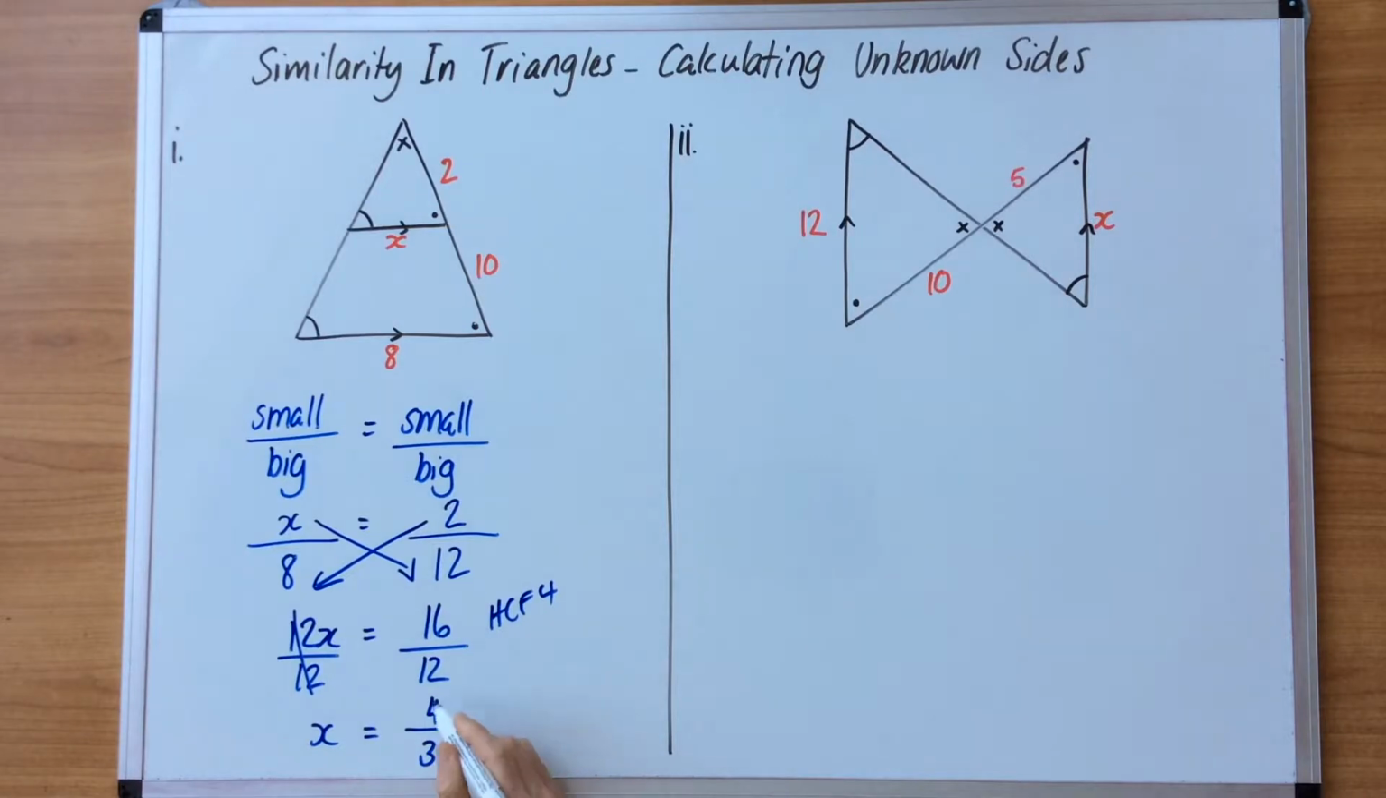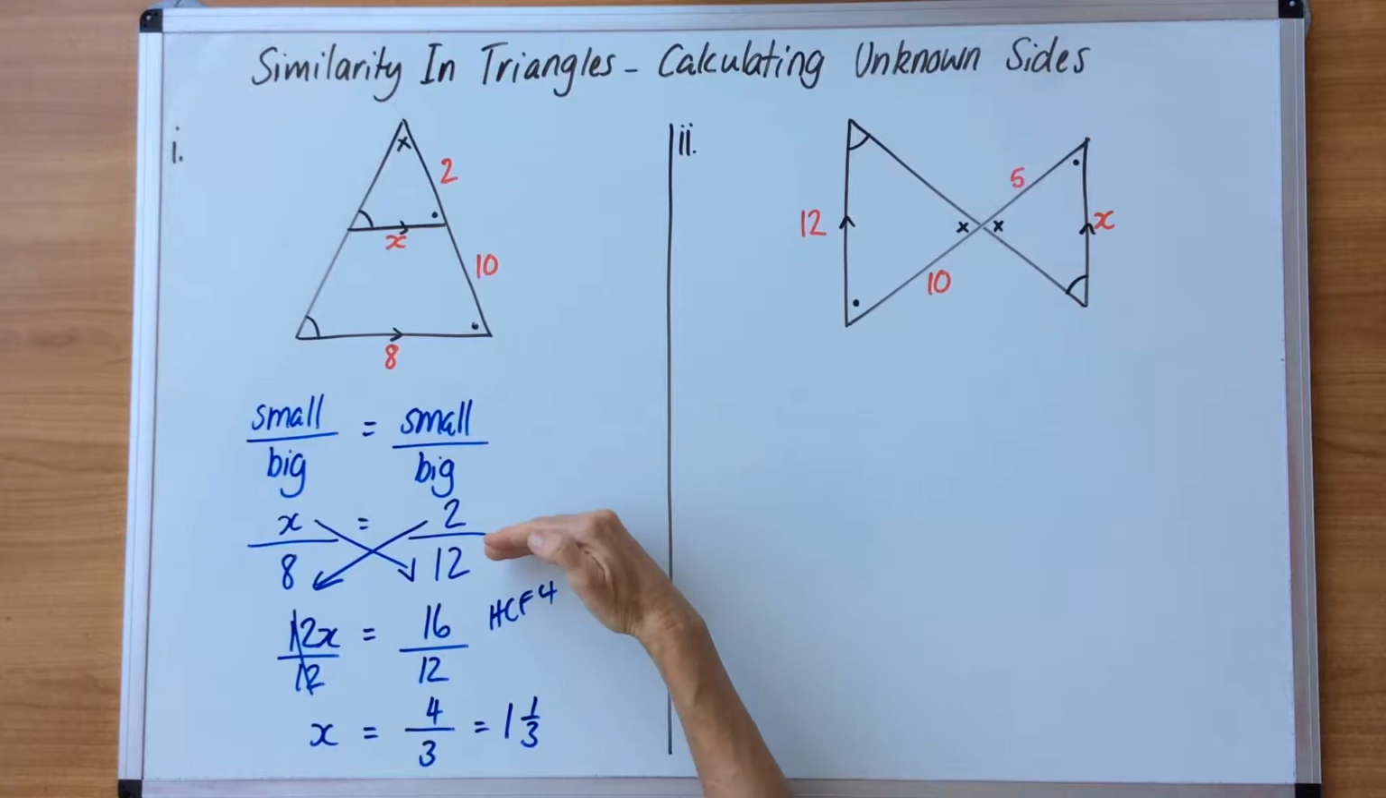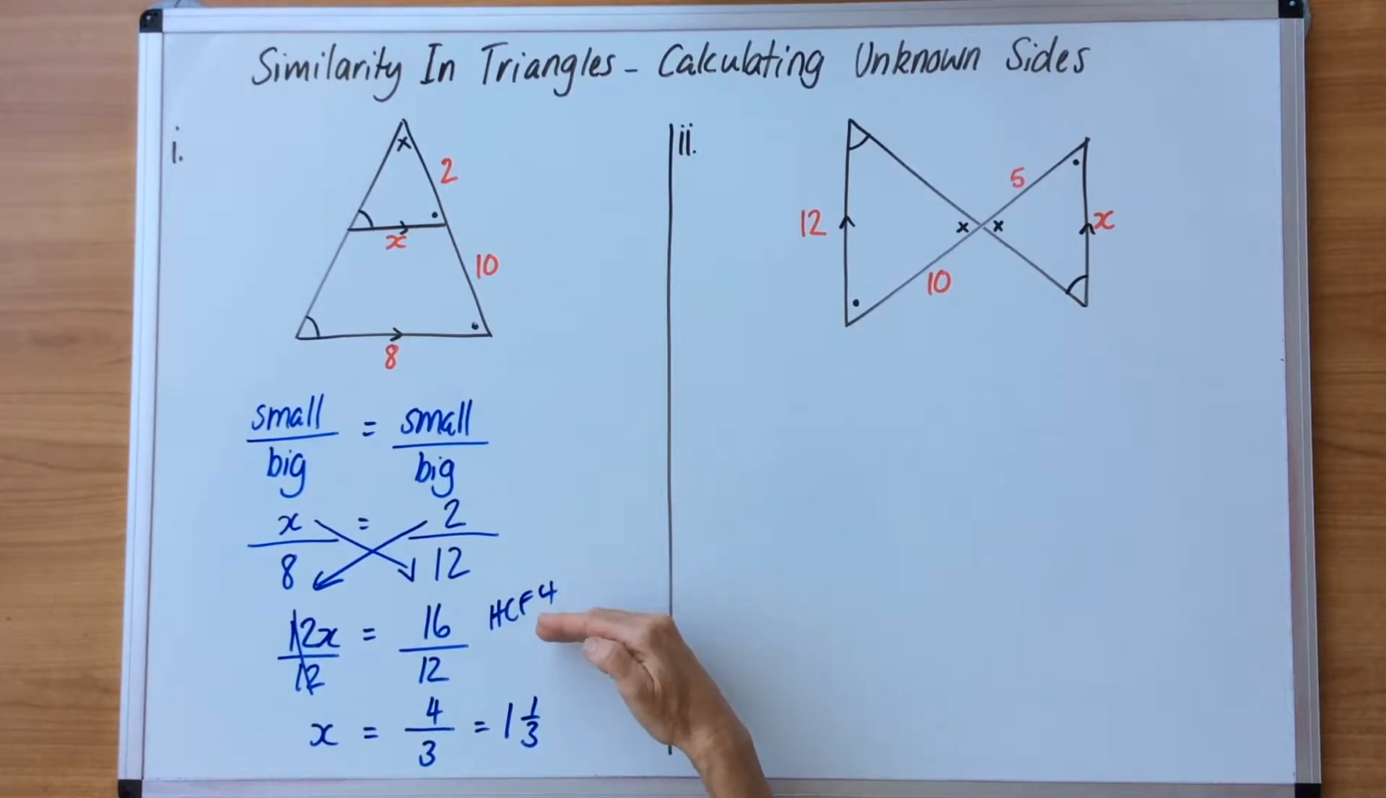This is an improper fraction, so we should change this to a mixed fraction, a proper fraction, and that would be 1 and 1/3. So rule, substitution, cross multiply, linear equation, and then answer and simplify if needed.